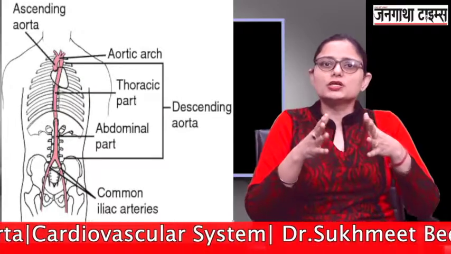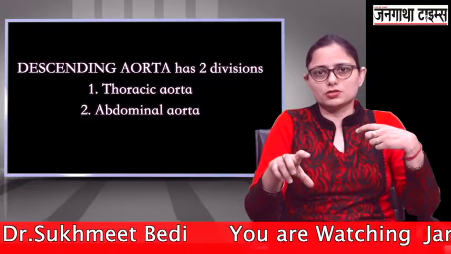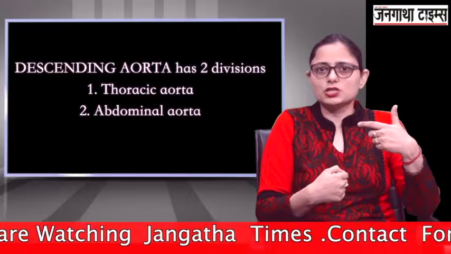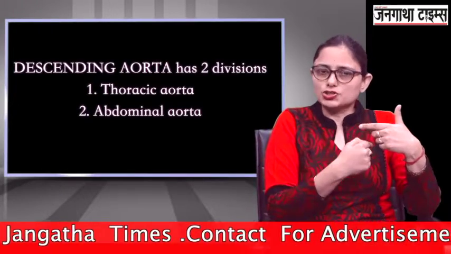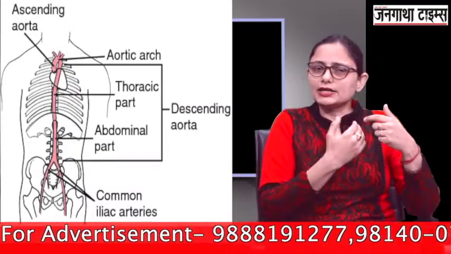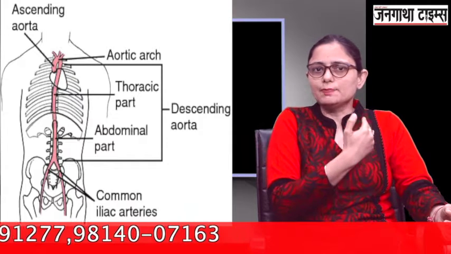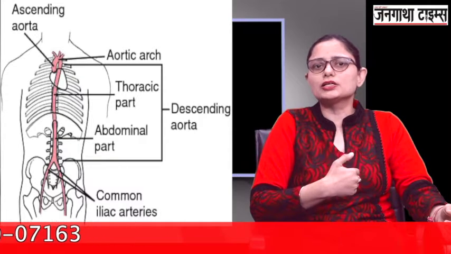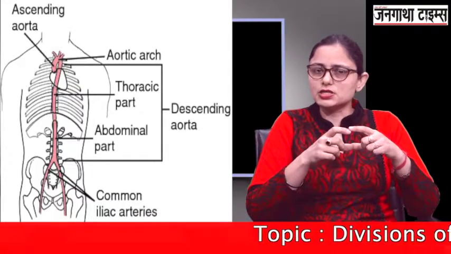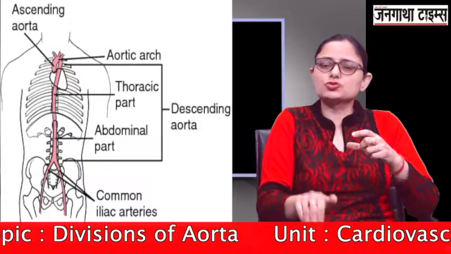This third division is further divided into the thoracic aorta and the abdominal aorta. Now thoracic aorta is that part of the descending aorta between arch of aorta and the diaphragm. It runs in the thorax. This descending aorta is a little bit towards the left of the vertebral column, and by the time it reaches the aortic hiatus of the diaphragm, it comes to the midline. Now what is this aortic hiatus? It is an opening in the diaphragm through which the aorta moves from thorax to the abdomen.